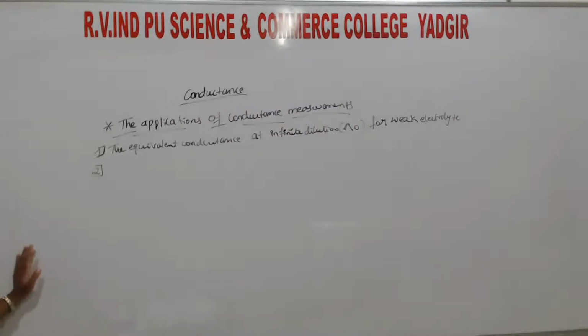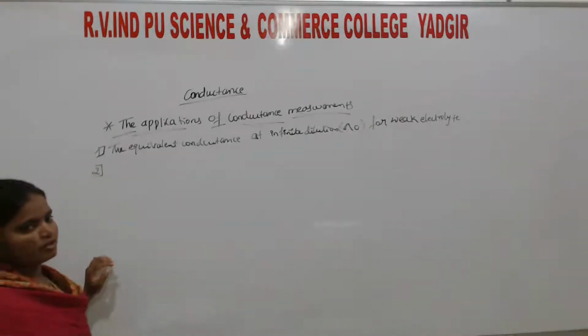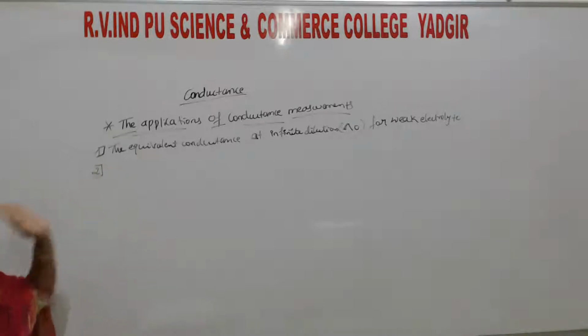Second is the determination of ionic conductance and absolute velocity of ions, that is ionic mobility. These two, you already know, you studied in Kohlrausch's law, the applications of Kohlrausch's law. These are the applications of conductance measurement.